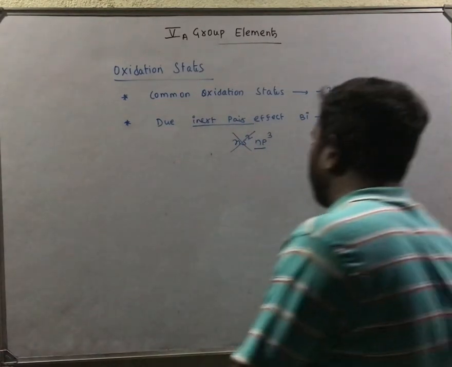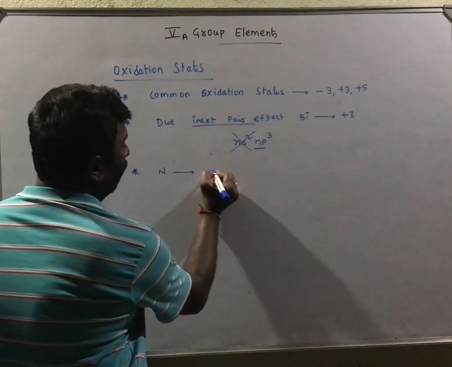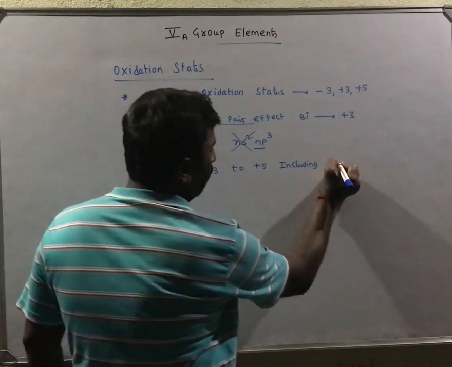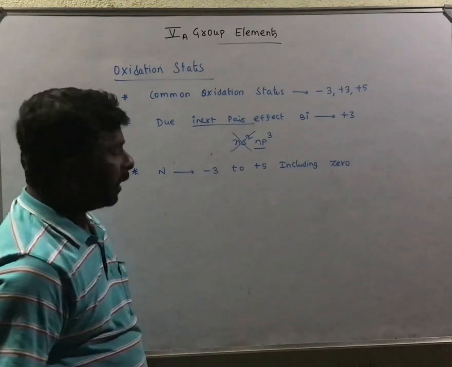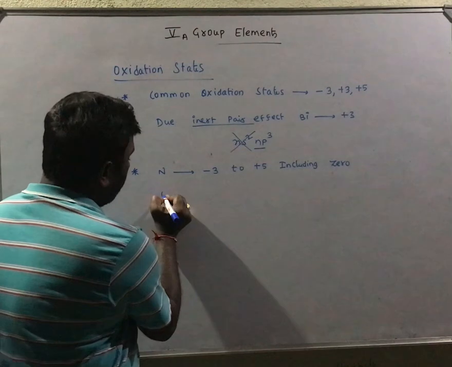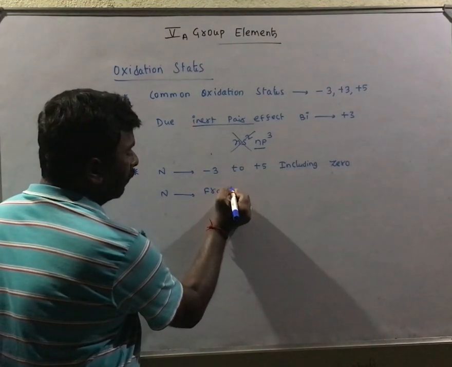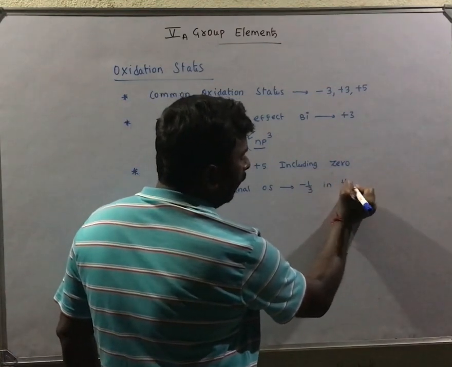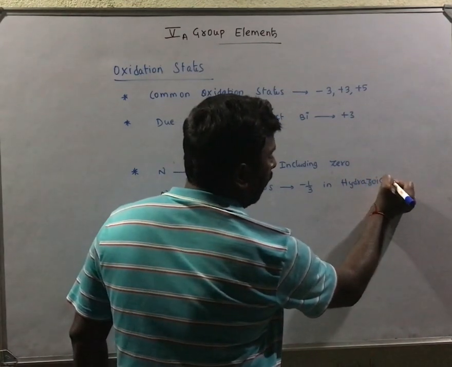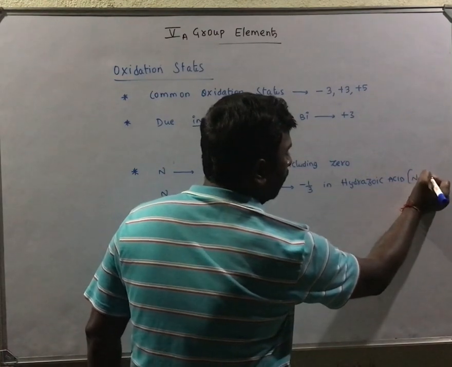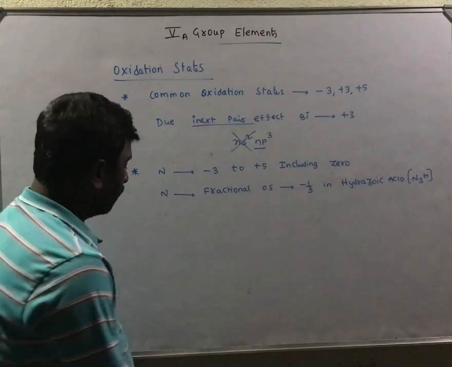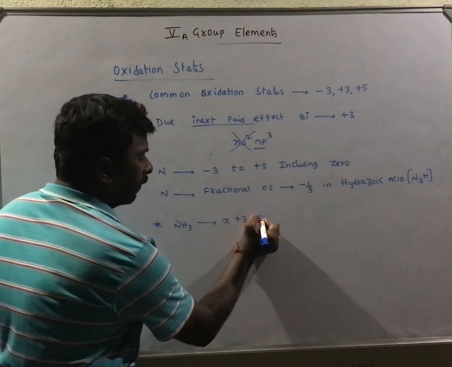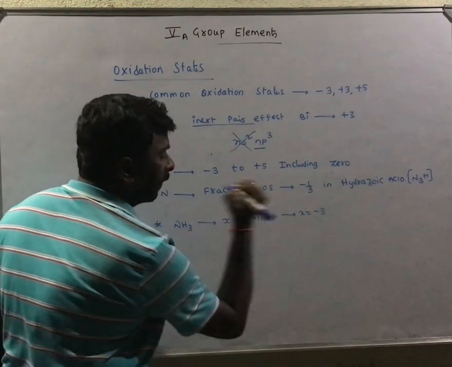Here, nitrogen exhibits -3 to +5, including zero oxidation state, and nitrogen exhibits a fractional oxidation state of -1/3 in hydrazoic acid. The hydrazoic acid molecular formula is N3H. Now considering the NH3 molecule, nitrogen is x, 3 into plus 1 equals 0. Finally the oxidation state is minus 3.